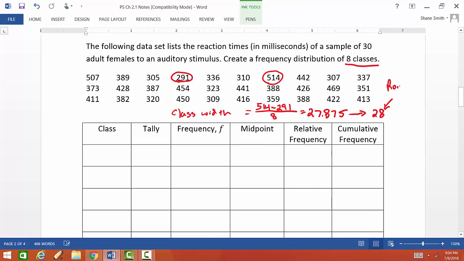And we always round up. The reason why is because if we didn't round up, we wouldn't be able to fit all the data points. We need to always round up at this point.